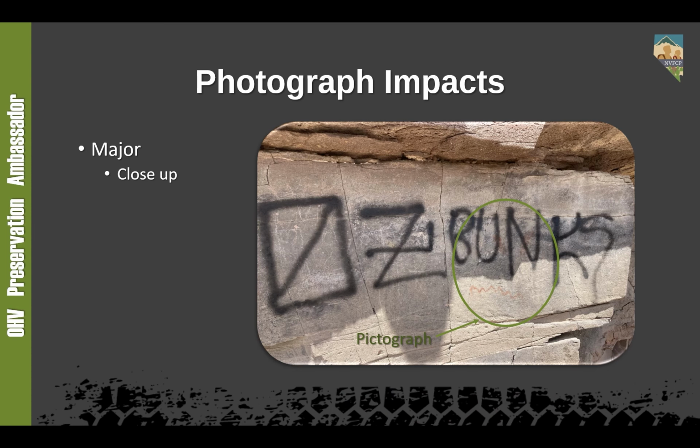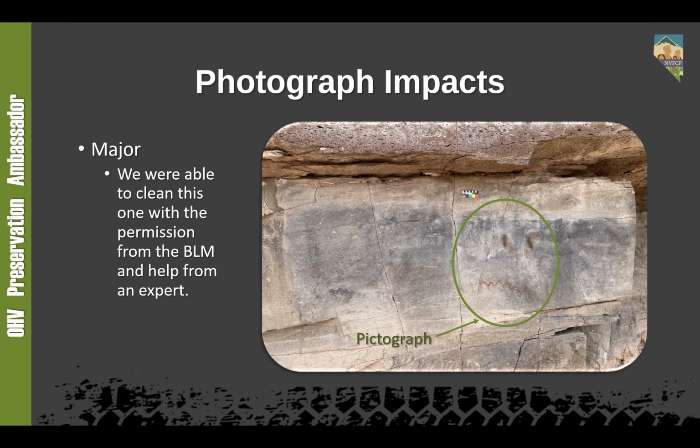And if you couldn't tell in the previous photo, this is right on top of the pictograph. This is major damage. So if you can, when you're out there, take a close-up picture or zoom in on your camera just to help us clarify what's going on. And luckily, because somebody reported this right away, we were able to get out and clean this graffiti off with permission from the Bureau of Land Management and help from a graffiti removal expert. So just real quick, if you find this kind of damage, don't try to remove it yourself. You can actually end up causing more damage by doing that. Just report it so that an expert can get out and take care of it.